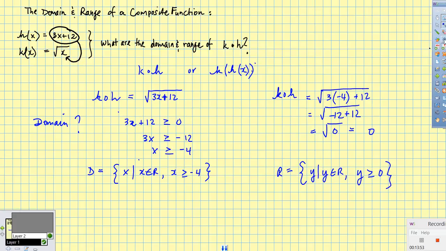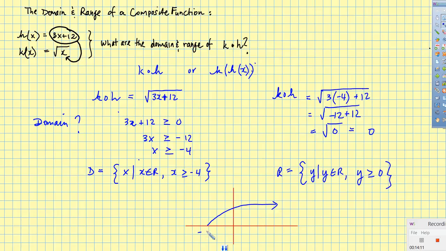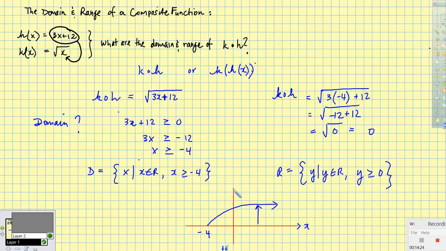And if we actually graphed this, what you would see is that the graph looks approximately like this. This is just an approximation, but it would look something like that. My values of x would start at negative 4, but my values of y are going to be above 0. That means above the x-axis, so it would be 0 or greater. The graph will never go below the x-axis.